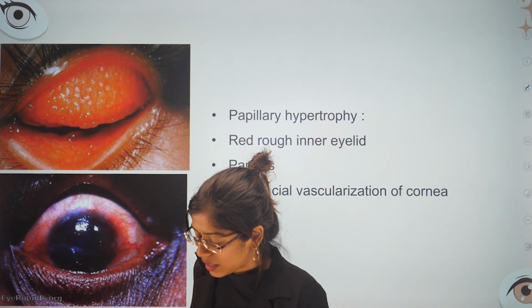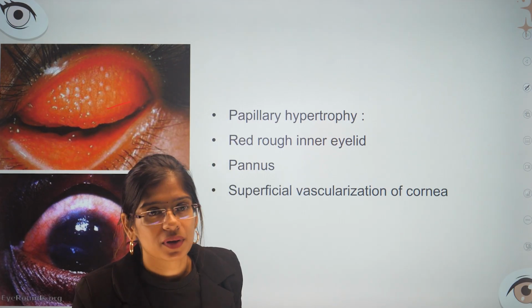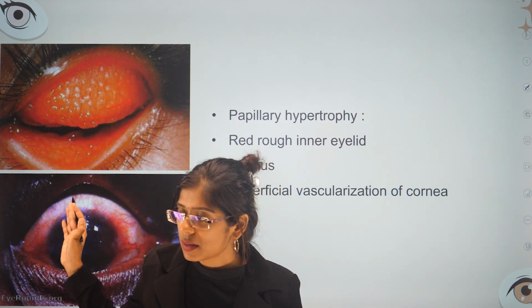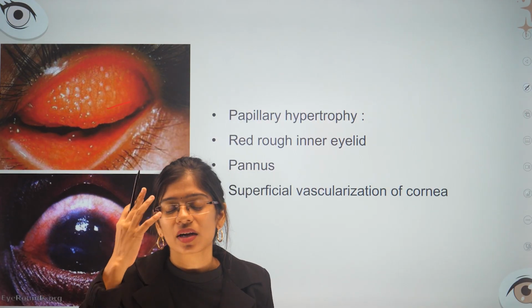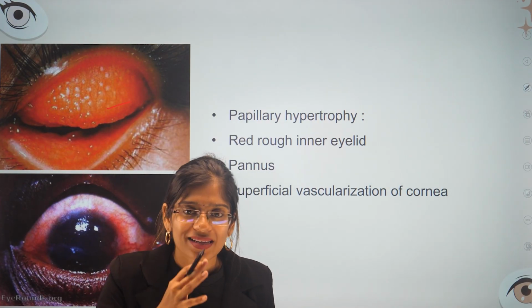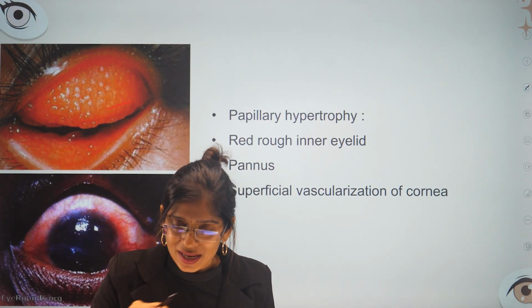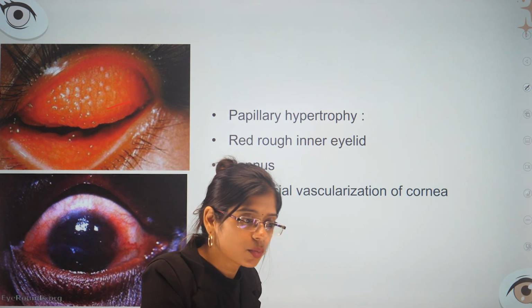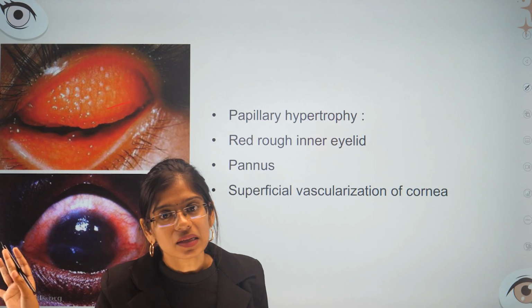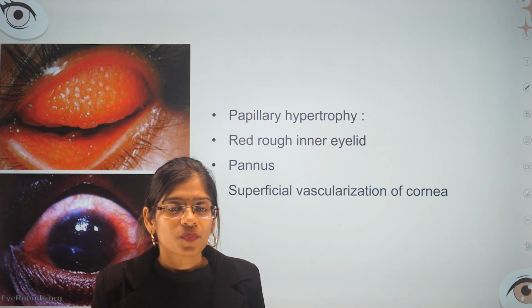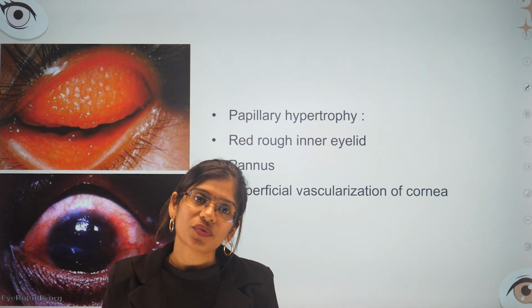All of these, the sago grain appearance, papillary hypertrophy, whatever I'm saying, all this happens because of the immune response. Whenever an infection occurs in the eye, the immunity acts against the infection. So this reaction, this fight between the immune cells and the bacteria, can cause changes in the eye. That is why all these features occur. So papillary hypertrophy occurs.